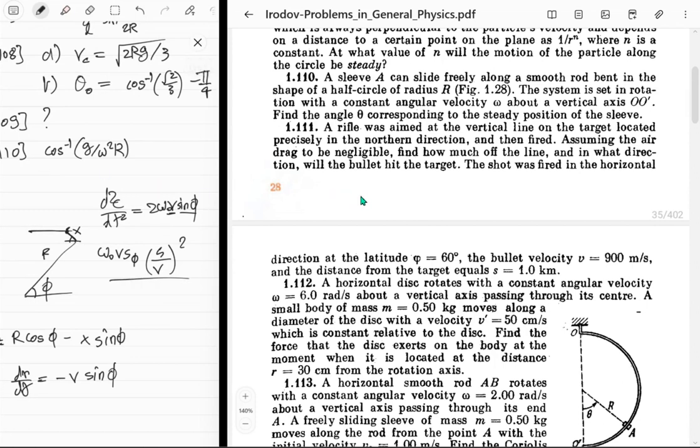Now, what they ask is how much off the line will it hit? Yes, we can figure that out. And in what direction will the bullet hit the target? I don't know. Maybe you just mean the target will change or something. So what direction you say? But mostly it's just this direction. V is, yeah, it's just this.